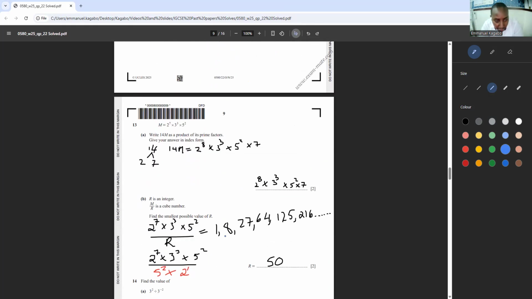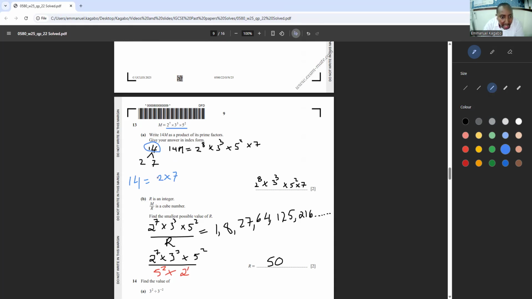They told you the value of m is given by 2 power 7 times 3 power 3 times 5 squared. That's the prime factors of your value of m. Write 14m as a product of its prime factors. Easy as pie. You already have this one as prime factors, a product of prime factors. Then you need to write this one, so you put it into its prime factors. So the 14 is going to be 2 times 7.